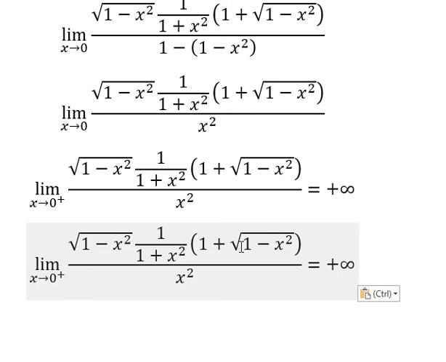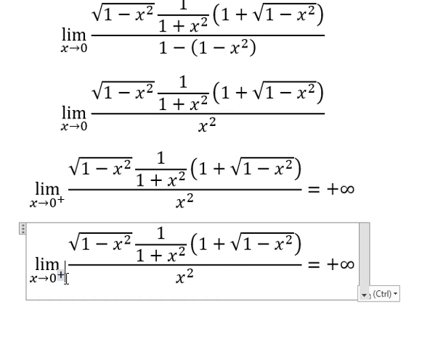On the left, we have the same positive infinity, because this one is positive and this one is positive. Number 0 with positive, we have positive infinity.